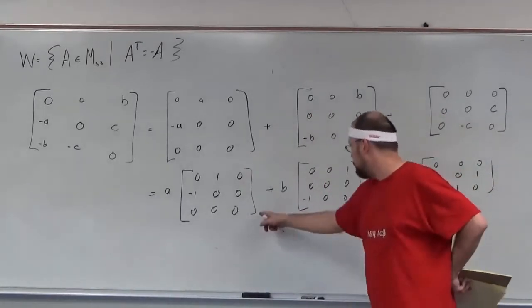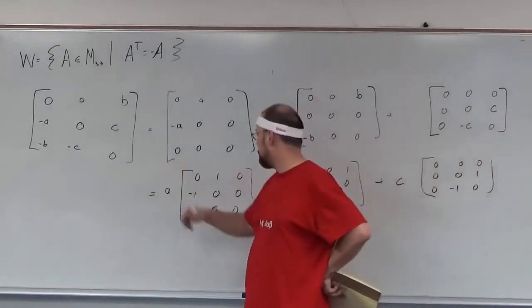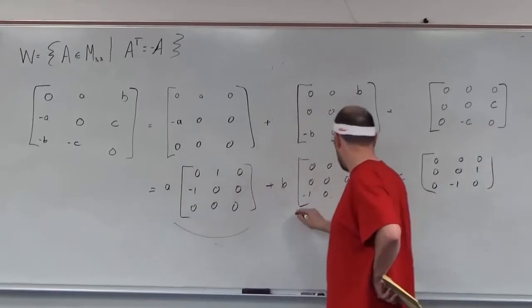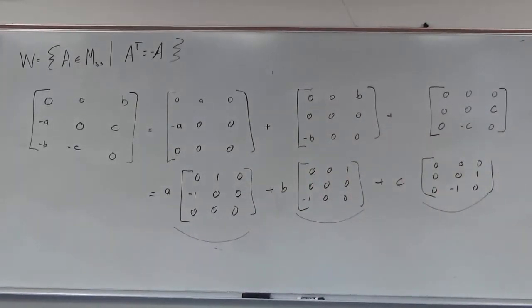So, do these 3 matrices span W? Sure. Every skew symmetric matrix that's 3 by 3 can be expressed as a linear combination of these 3. So those three will definitely span W. But is that set of three matrices a linearly independent set? And you can show that it is, right?